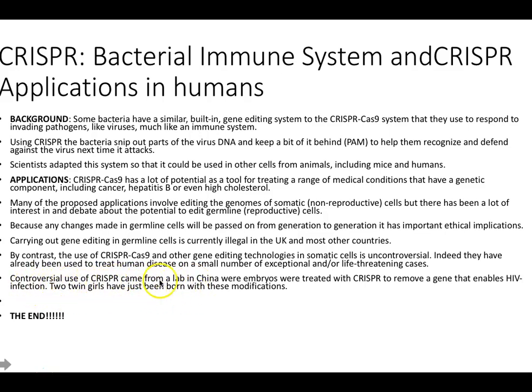Controversial use of CRISPR came from a lab in China, this is last year, where embryos were treated with CRISPR to remove a gene that enables HIV infection. Two twin girls have been born with these modifications. So what the Chinese did is they were able to do in vitro fertilization. And then after in vitro fertilization, the fertilized egg starts to grow and divide. And at that stage, you don't have a fetus. At that stage, what you have are embryos.